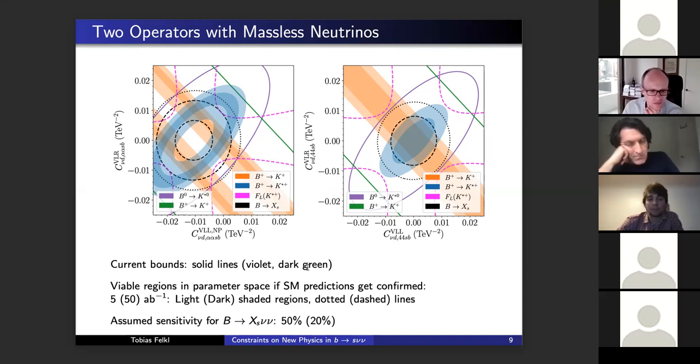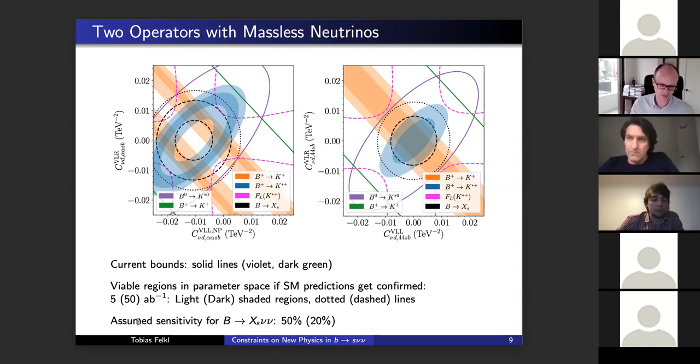Now for the future, we want to indicate the regions which are predicted to be compatible with a confirmation of the standard model prediction. For that, we used shaded regions for B2K and B2K star. So orange stands for B2K and blue stands for B2K star. And we also have dotted and dashed lines in black for the inclusive mode and in pink for the observable FL.